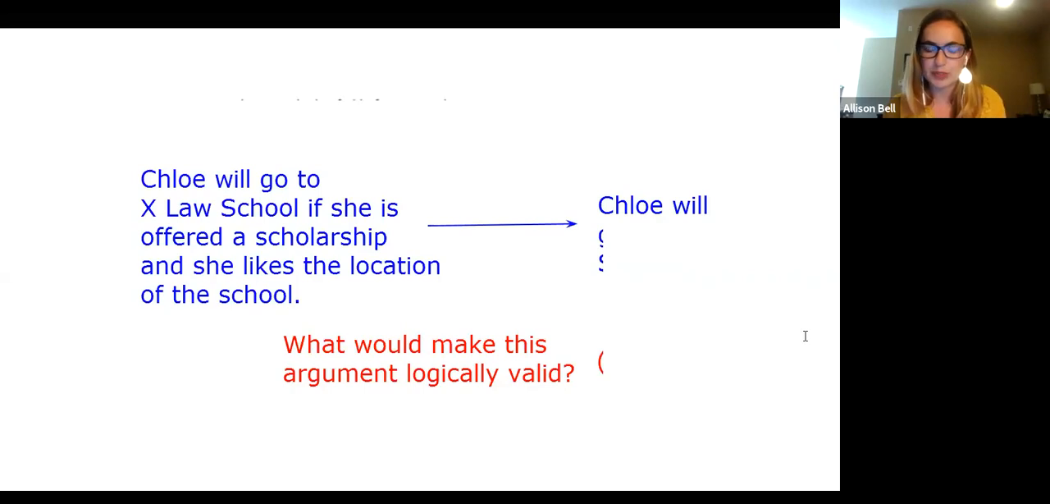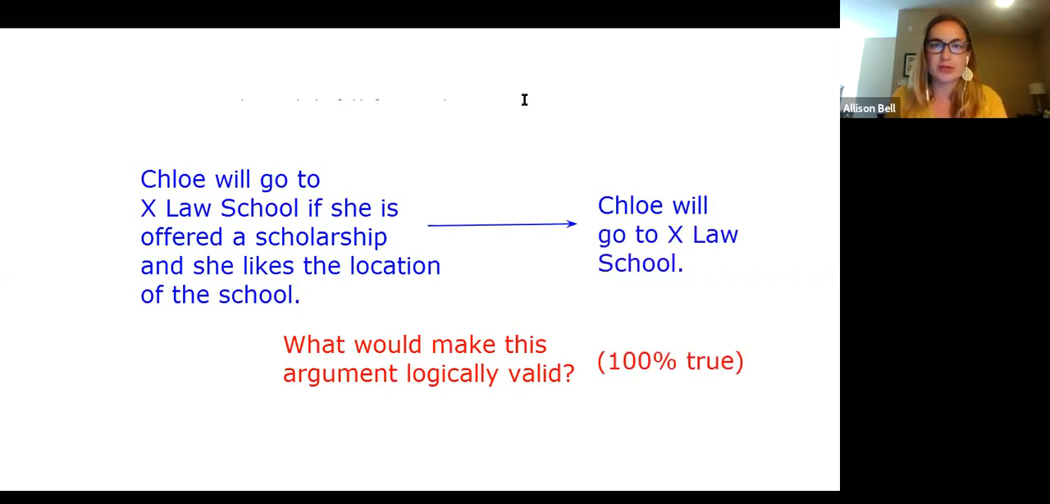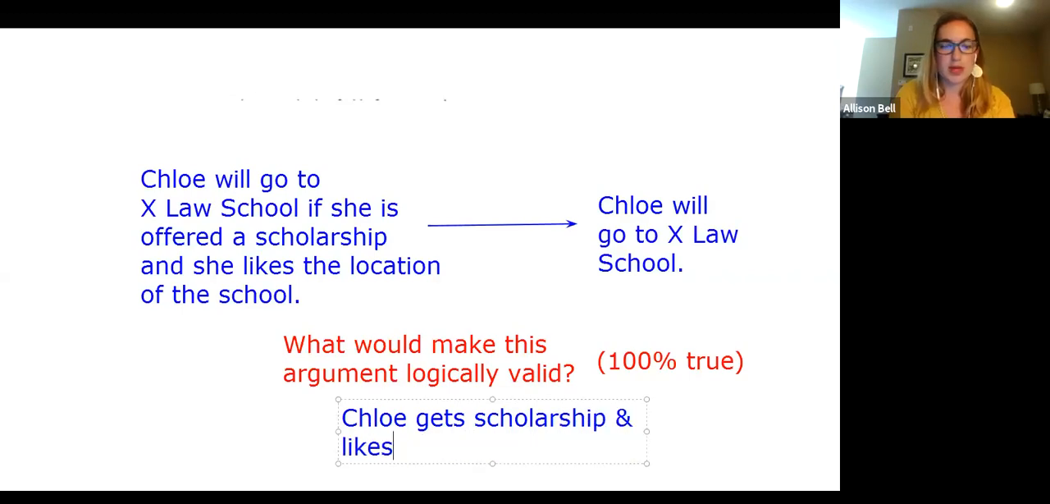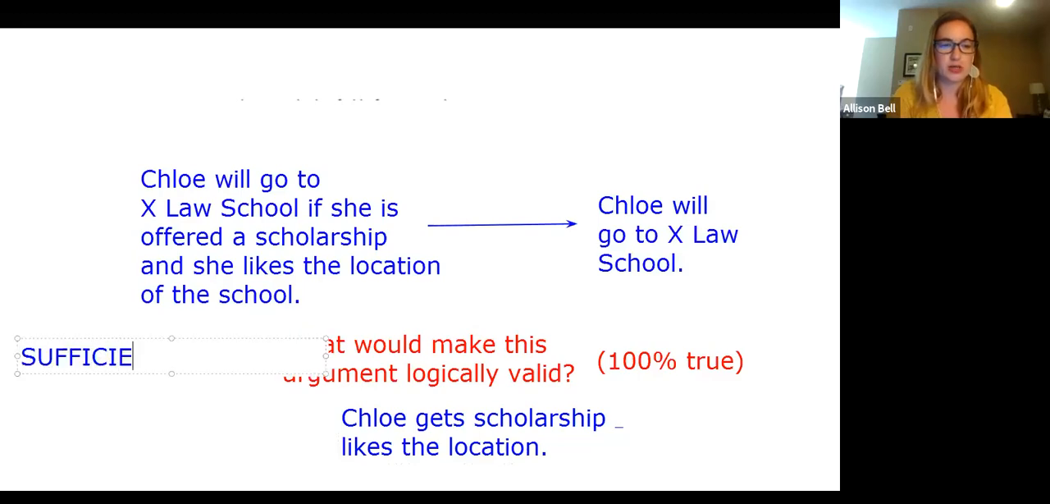Okay, so I see if she's offered a scholarship and she loves the location. Yeah, nice. I see you adding Chloe and she likes the location. Both of those things are important. So in order for us to answer this question, what would make the argument logically valid, we would have to say Chloe gets a scholarship and likes the location. This is an example of a correct answer to what we call a sufficient assumption question.